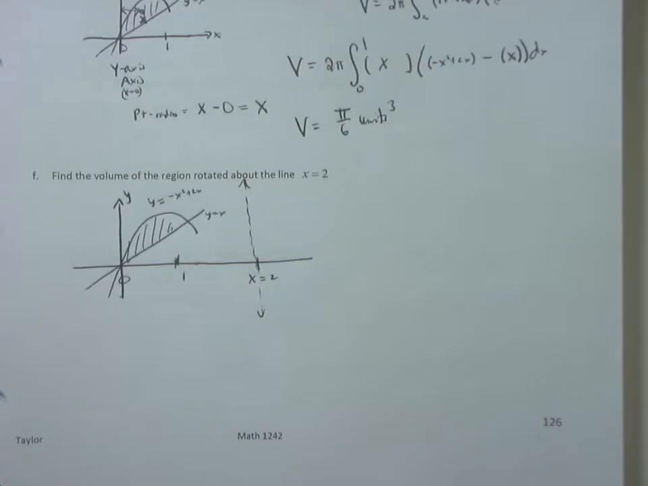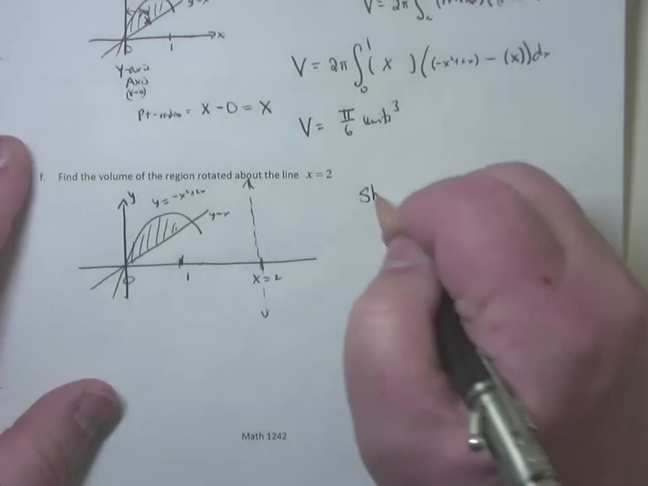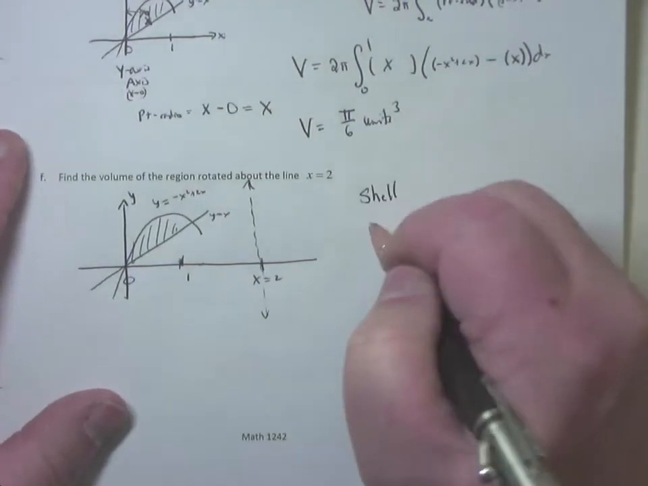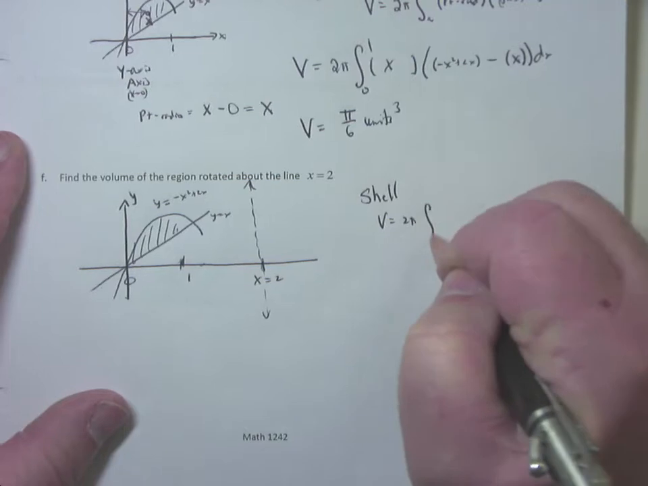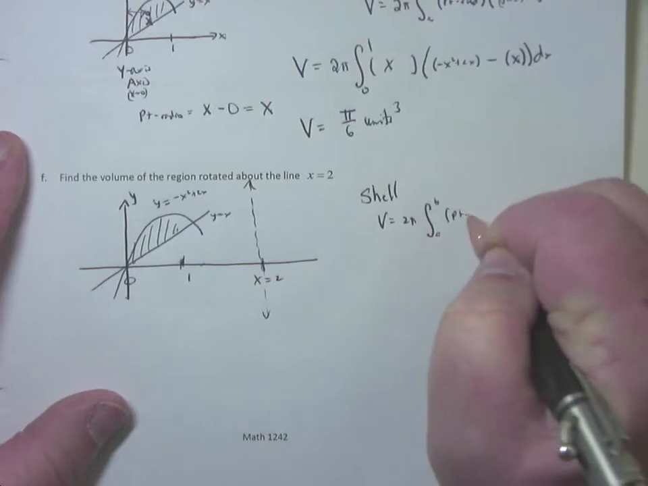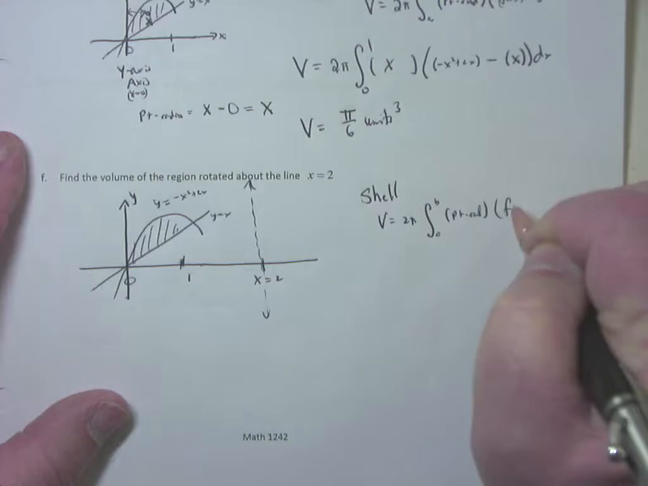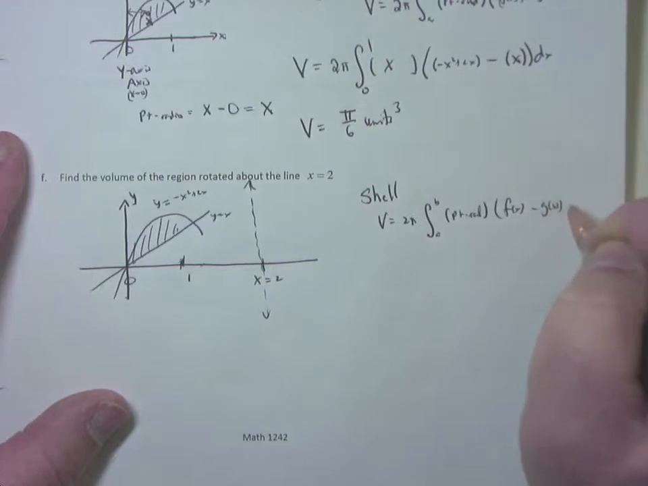What method am I going to use? Function in terms of x, rotating around something parallel to the y-axis, shell method. So the shell method formula is volume equals 2 pi times integral from a to b of the point radius times f of x top minus g of x bottom dx.